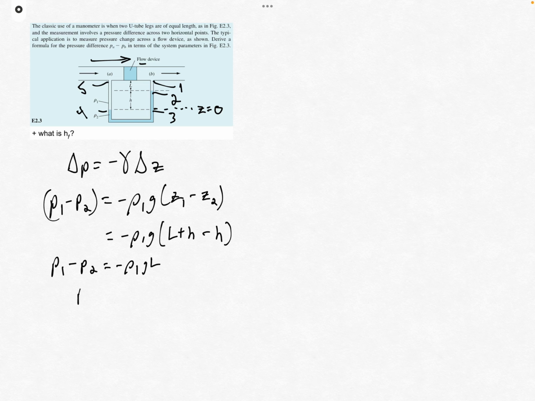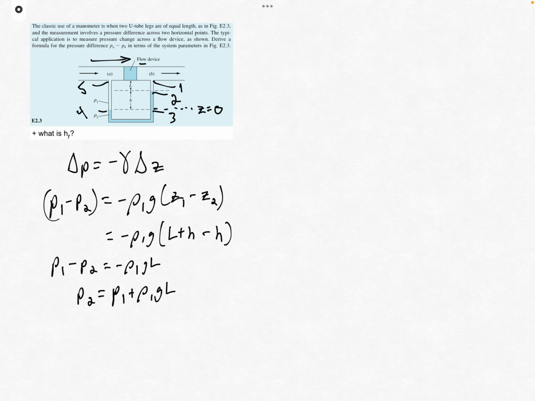Or if I rewrite this, I get P2 is equal to P1 plus rho 1 G L. We can just do a sanity check here. L is positive, rho is positive, and so this expression implies that P2 is greater than P1, and that makes sense because point 2 is lower within this fluid than P1 is, and we know that pressure goes up as we move down within a fluid in a hydrostatic condition. Okay, so that makes sense.